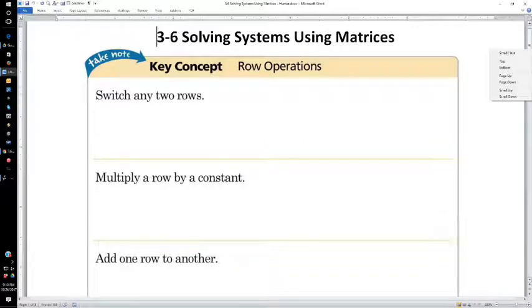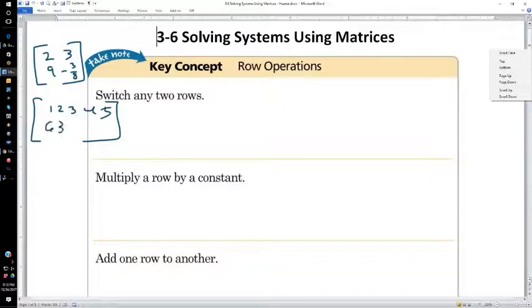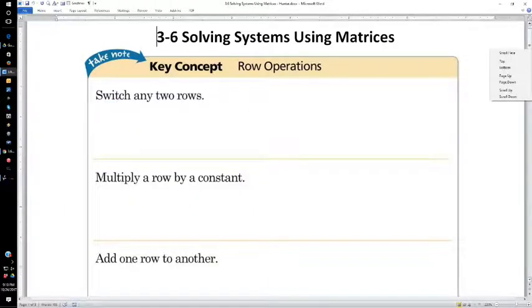Okay, so a matrix looks like this. A matrix is essentially a collection of numbers. You can have a 2 by 2 matrix, like 2, 3, 9, negative 3/8. They can be fractions, they can be decimals, anything. They can be a 2 by 2, they can be a 2 by 5, like 1, 2, 3, 4, 5, 6, 3, 9, 8, 7, whatever. But it's just essentially a collection of numbers. Let me erase all that.